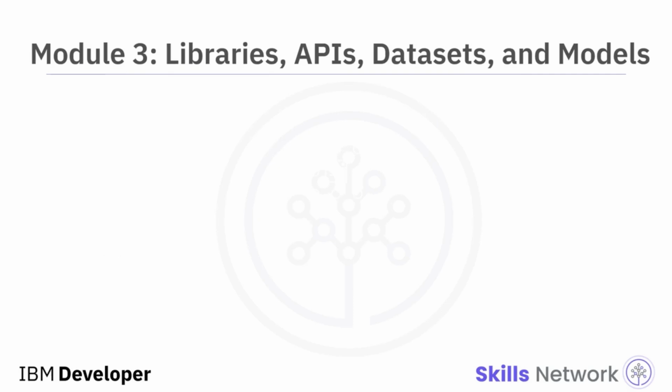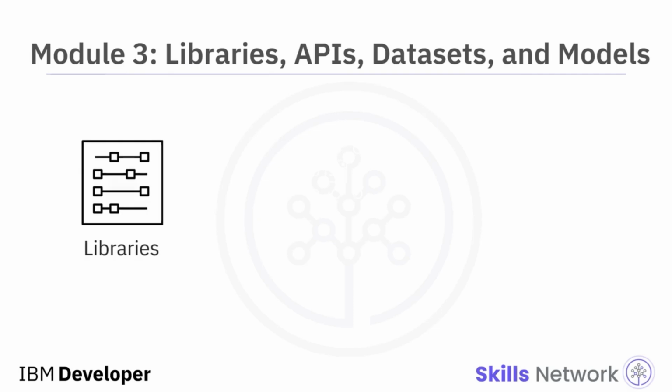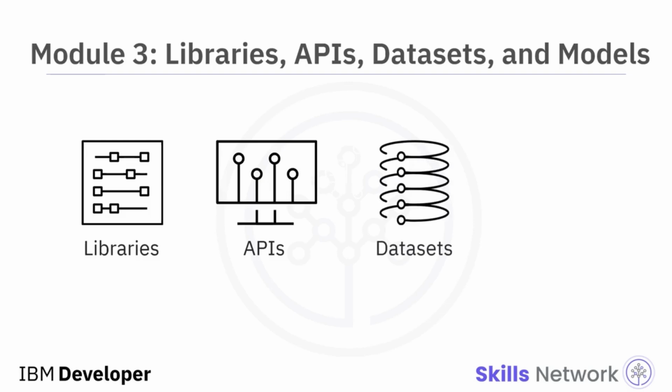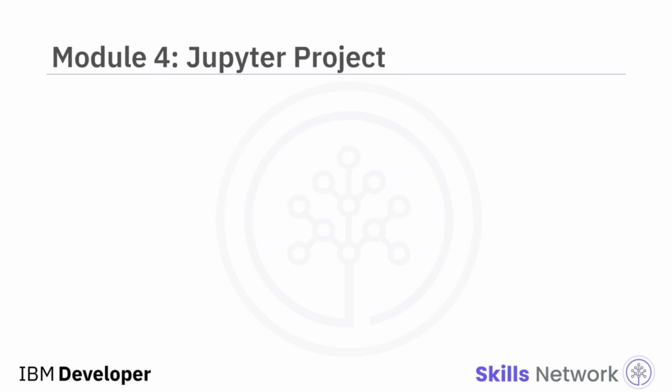In the third module, you will learn about libraries that contain built-in modules providing different functionalities. You will also learn that an application programming interface, or API, allows communication between two pieces of software. Further, in the module, you will explore open datasets on the Data Asset Exchange, or DAX. And finally, you will learn how machine learning, or ML, uses algorithms, also known as models, to identify patterns in the data.